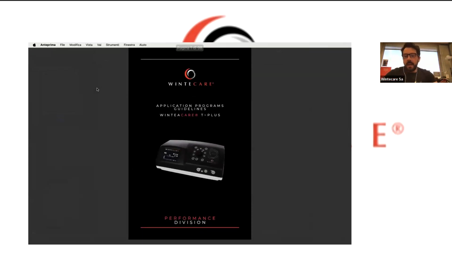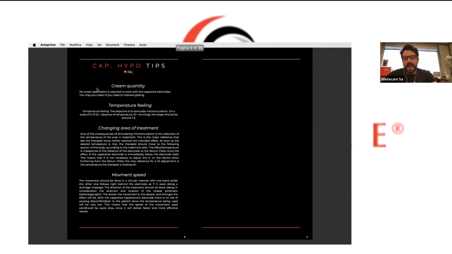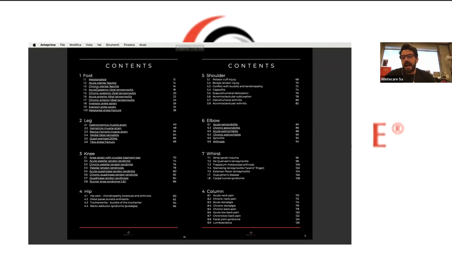Okay, these are the protocol guidelines. We have several, and we have divided them based on the part of the body: foot, leg, knee, hip, shoulder, elbow, wrist, column. So these 8, basically. I am sure that not every protocol you might need is stated over here.